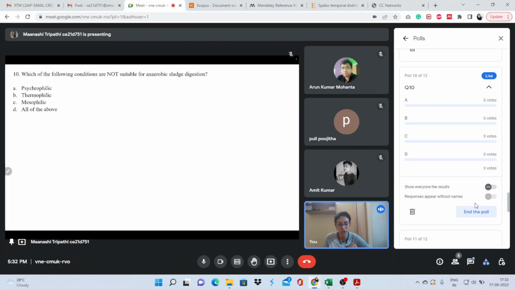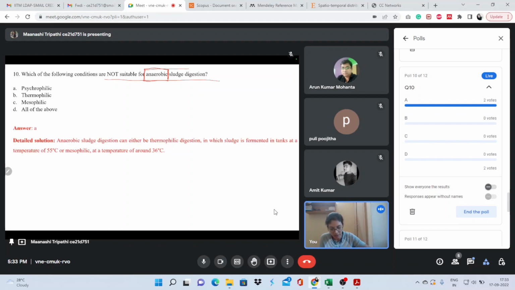Which of the following conditions are not suitable for anaerobic sludge digestion? Not suitable. We are doing anaerobic sludge digestion. So anaerobic sludge digestion means we are not using any oxygen. This thing is happening without oxygen in a closed reactor where there is no flow of gases. Answer is A, psychrophilic. So all of you are correct.